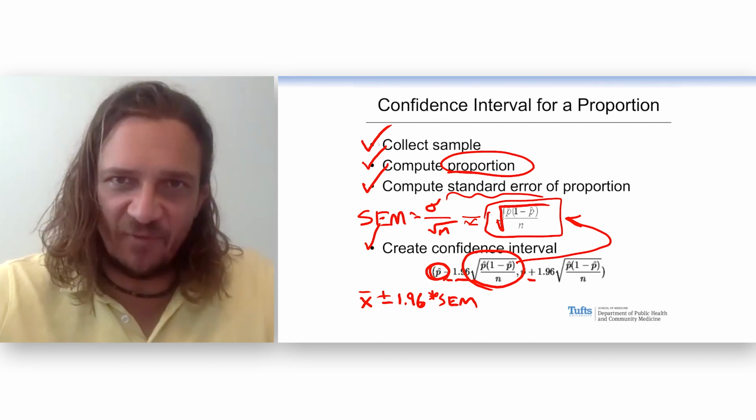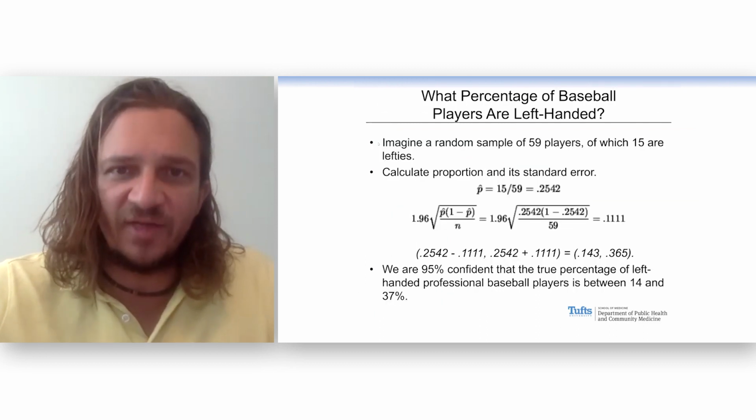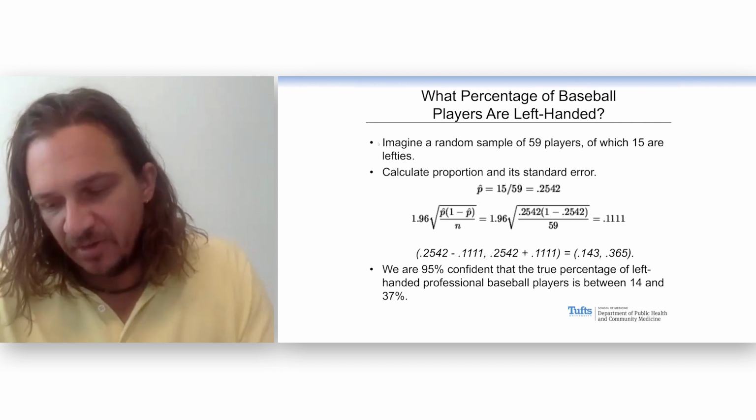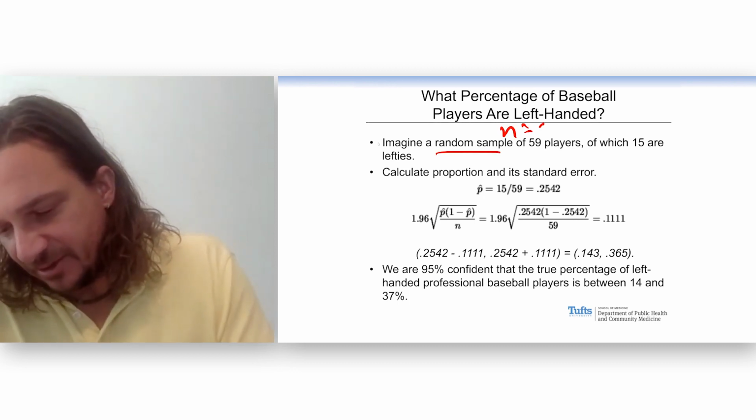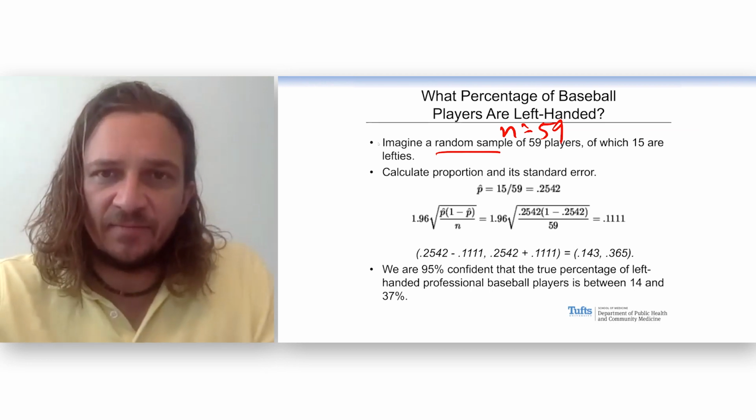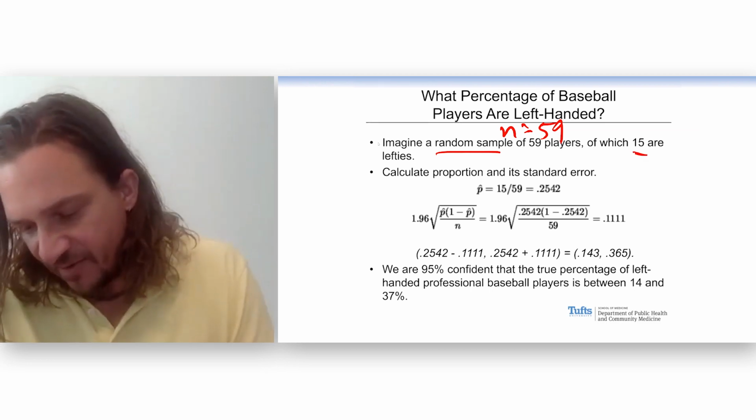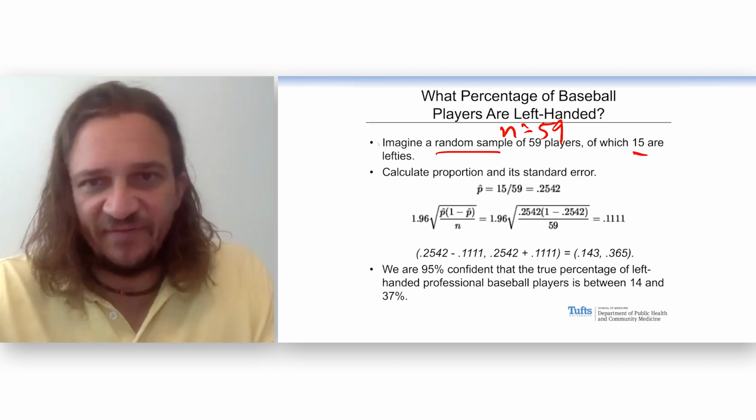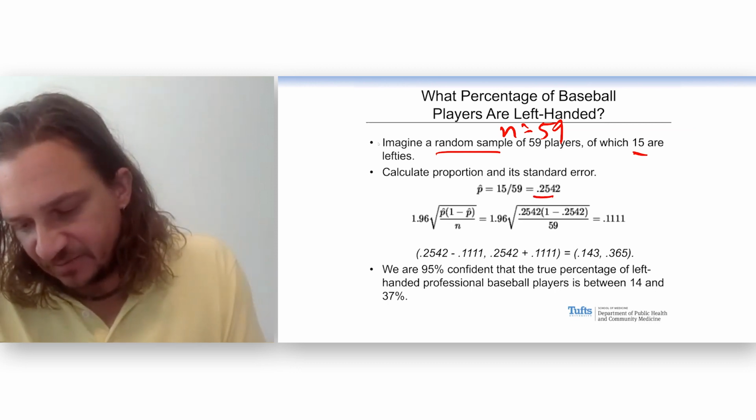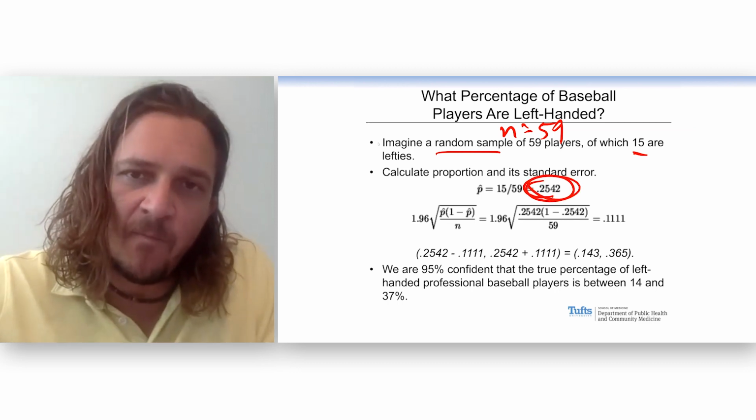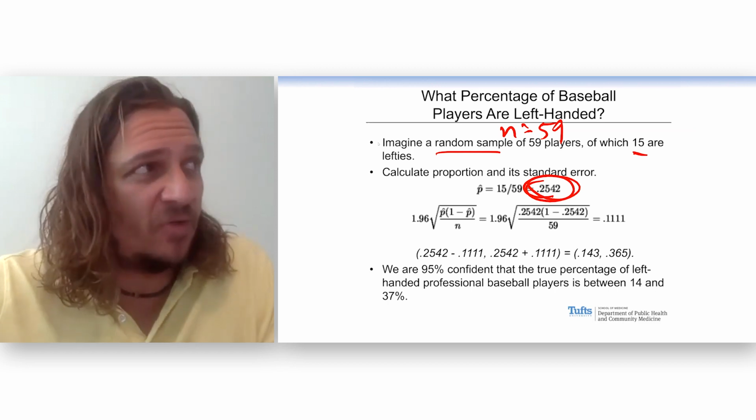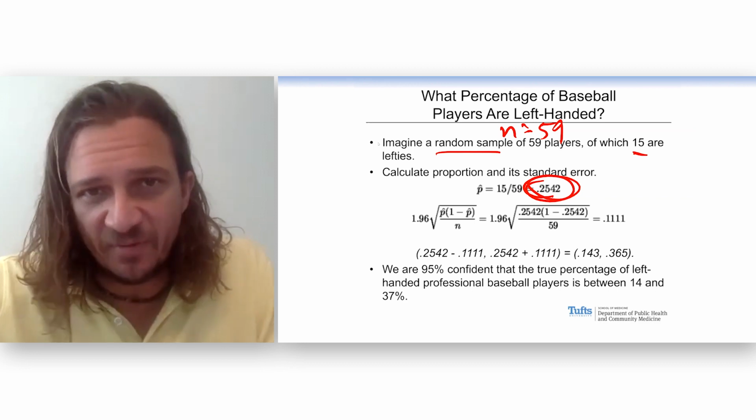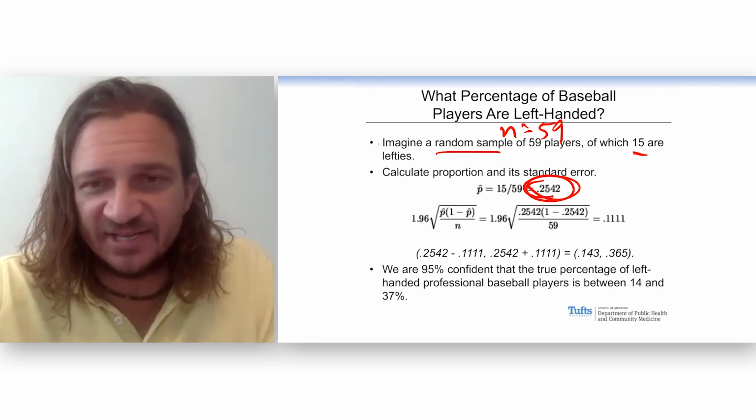Let's walk through a quick example. What percentage of baseball players are left-handed? Take a random sample. N equals 59. Calculate the proportion. 15 divided by 59 is 25%. I don't know, that seems high, Tybor. That might not be a random sample. Most people aren't left-handed. Well, these are baseball players, and in this population being left-handed is an advantage.